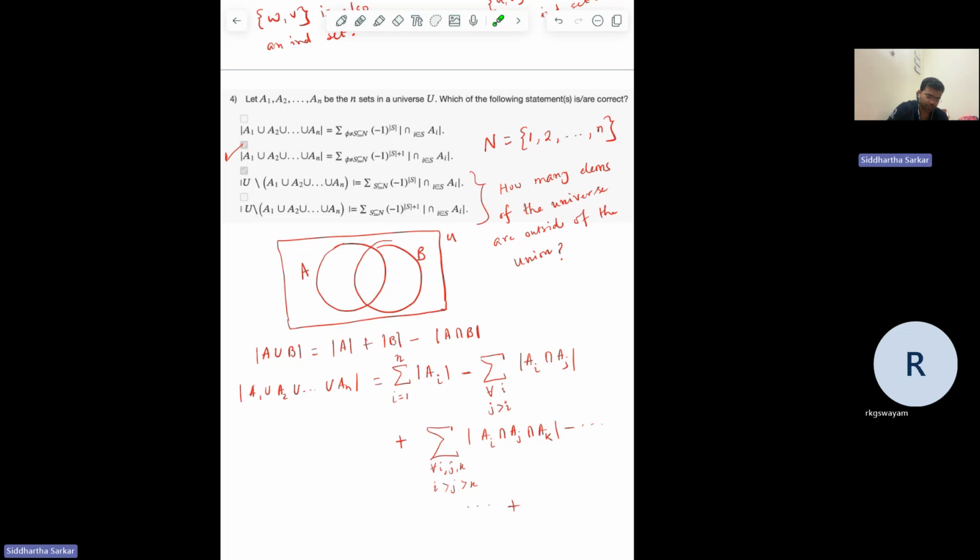So we have to find this part. U minus this part is what? We want to find an expression for this. So U minus A union B should look like mod U minus mod A minus mod B plus mod A intersection B. Now all these terms have to be there, plus additionally this mod U has to come from somewhere. How many elements are outside of A union B? How will I know?